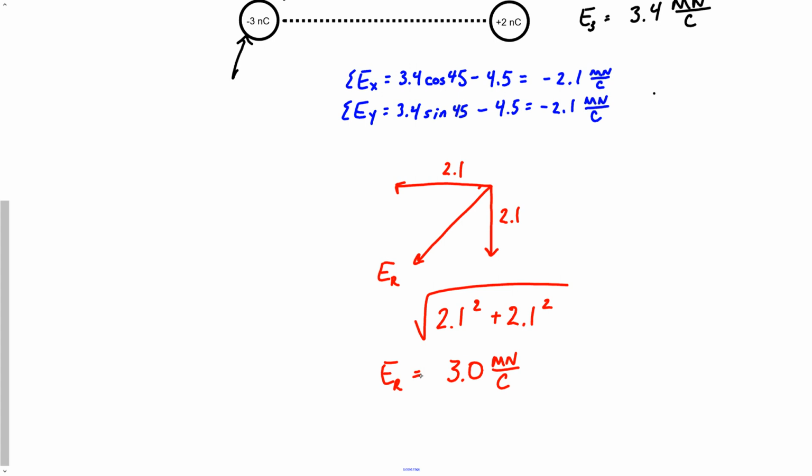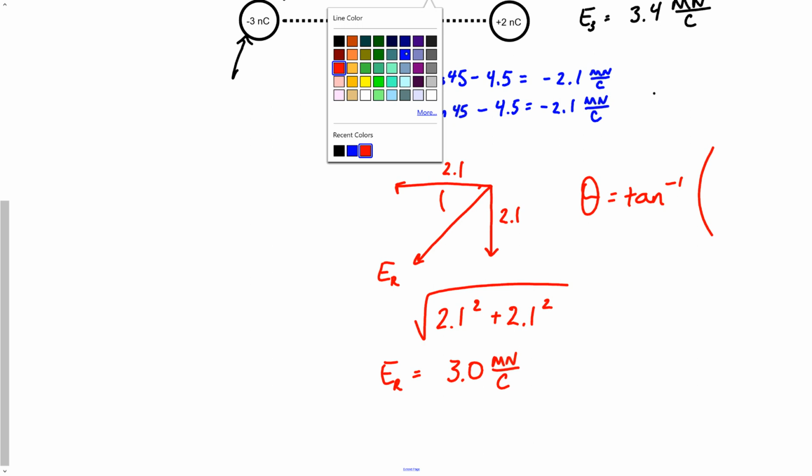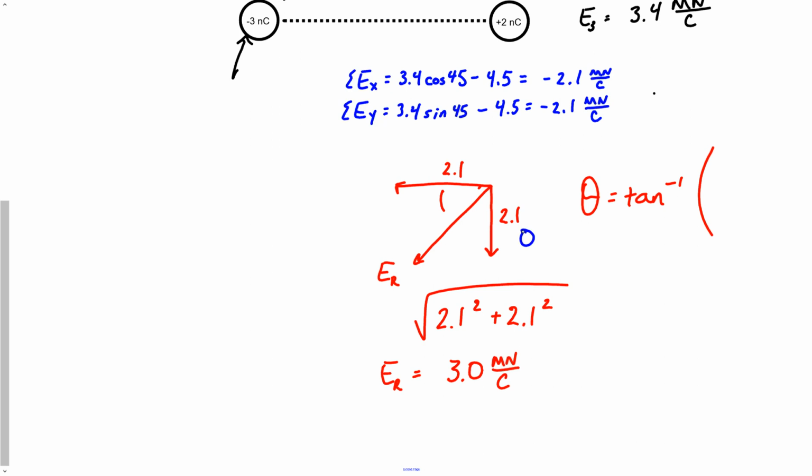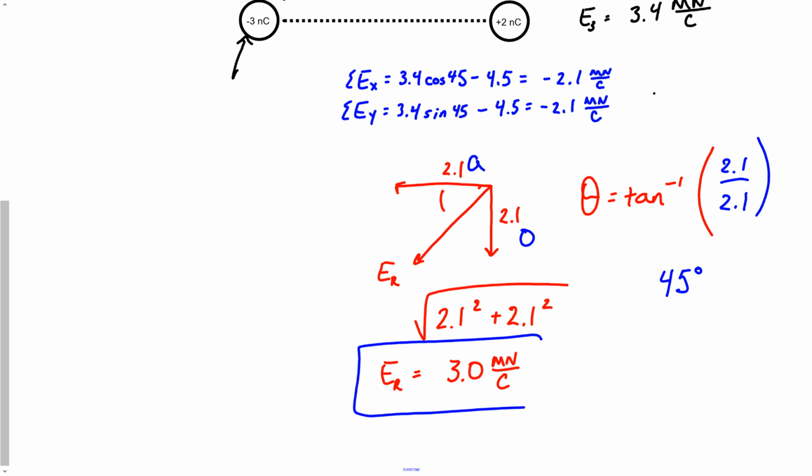And here's the thing, if I needed to do the angle, I could do theta equals tangent inverse. My opposite would be my y. So that would be my opposite. This would be my adjacent. So it'd be 2.1 over 2.1, which means I'd be taking the inverse tangent of 1, which is 45 degrees. And so here is my final bit of information.